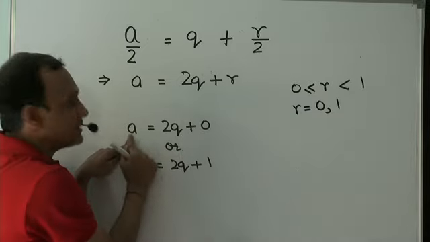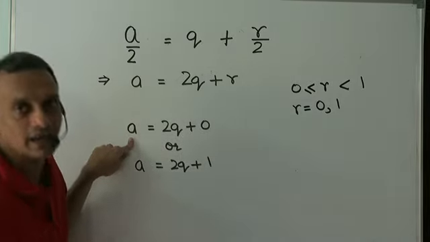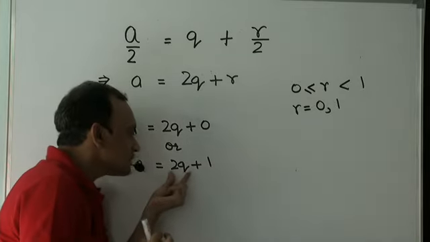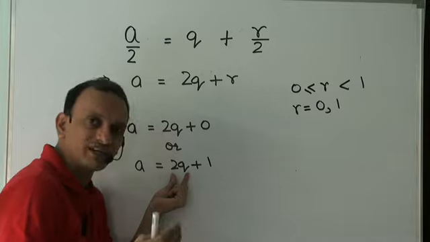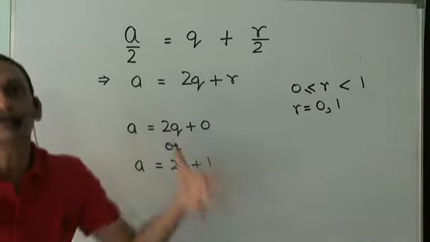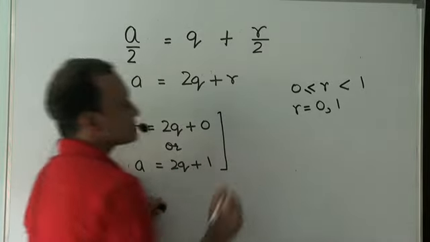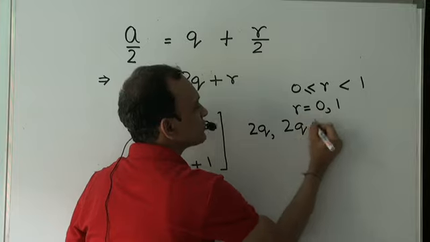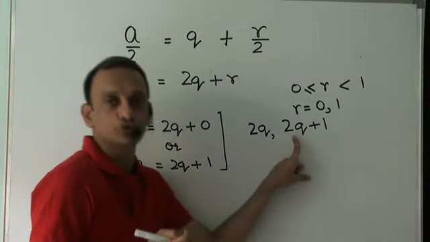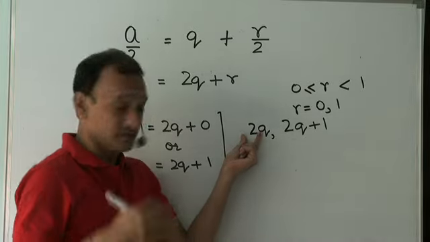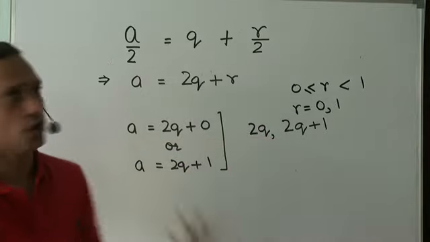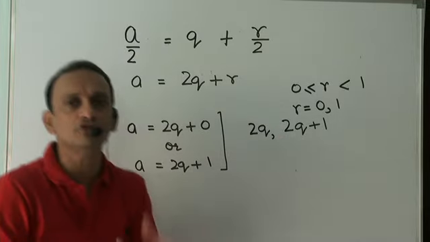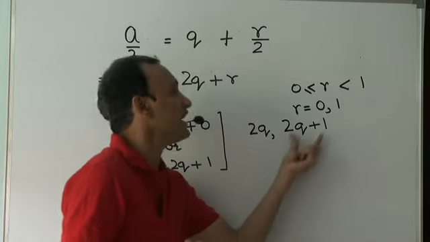If the remainder is 0 on dividing by 2, that means 2 divides A. If 2 divides A, it must be an even number. Now, 2q plus 1 is an odd number, because 2q is an even number plus 1, and therefore it's an odd number. So in general, the numbers could be represented as 2q and 2q plus 1. All sets of integers could be written as 2q and 2q plus 1, where 2q is the set of even numbers, and 2q plus 1 will be the set of odd numbers. If I assign different integral values to q, I get different even numbers and different odd numbers.